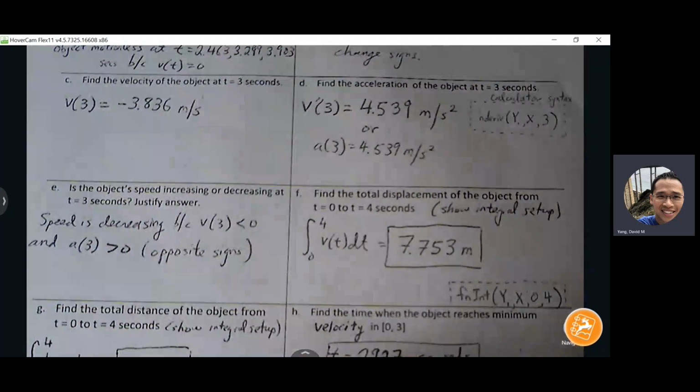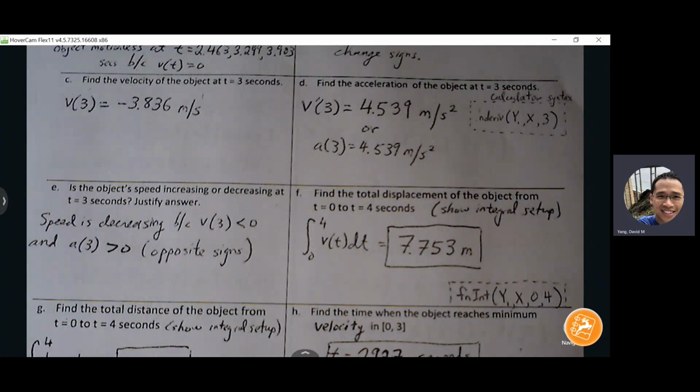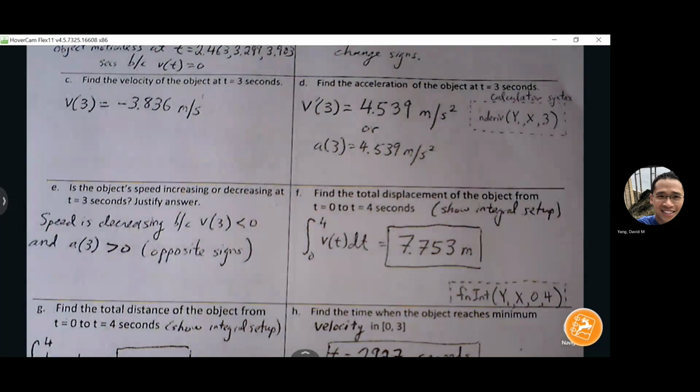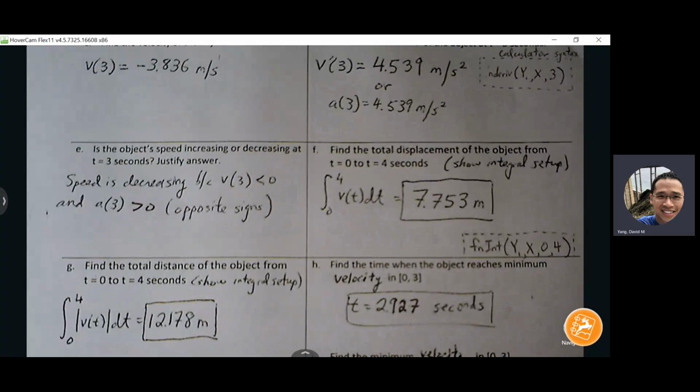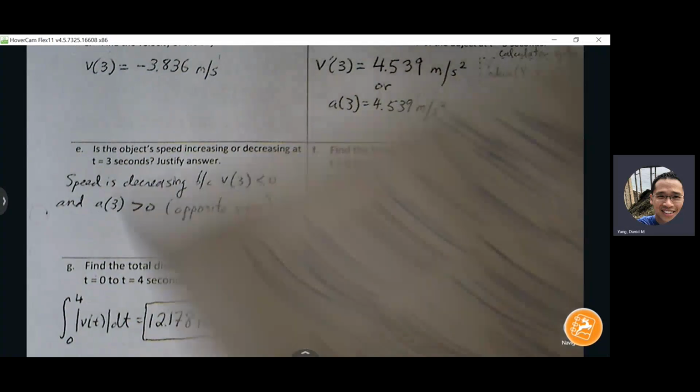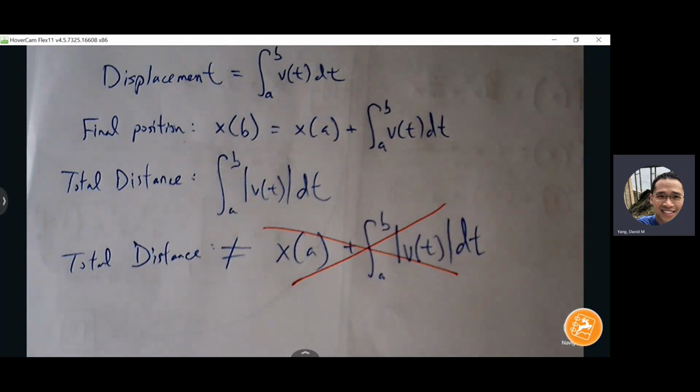So we know that in this time interval, this object is going to make a forward progress of 7.753 meters. Okay, part G, find the total distance. Total distance is absolute value, right? So it's the definite integral of the absolute value of v of t.